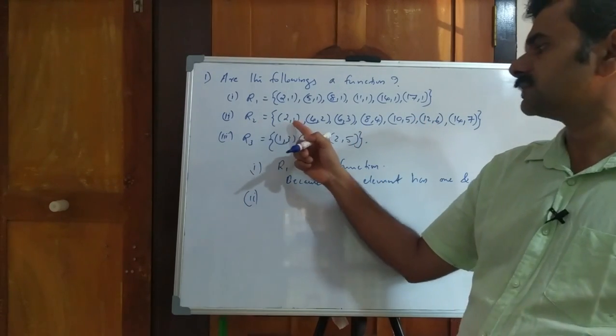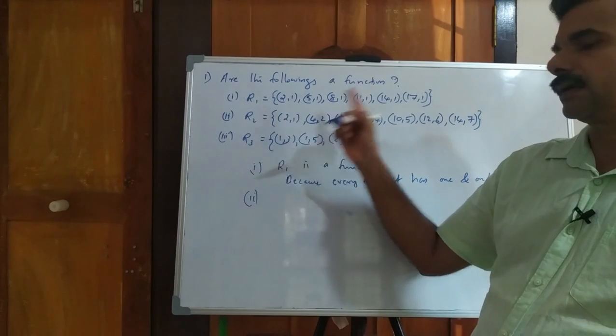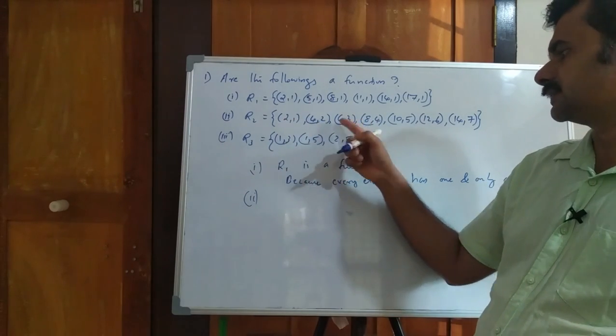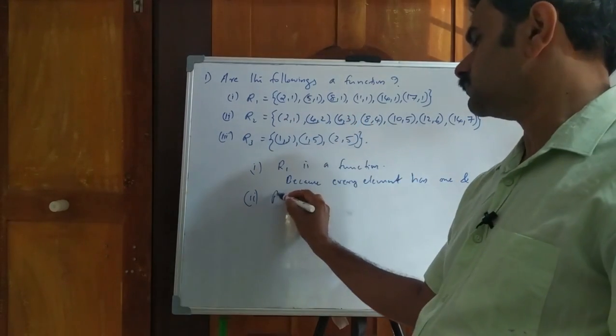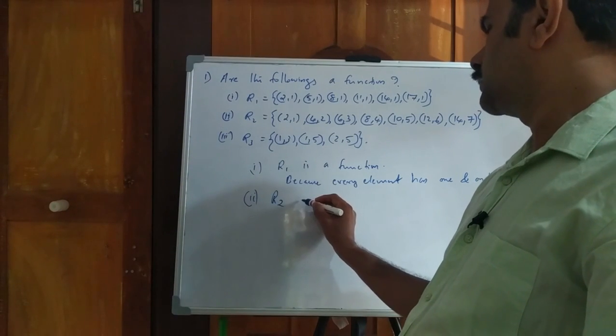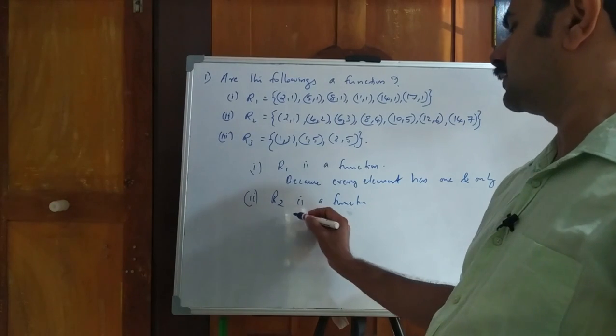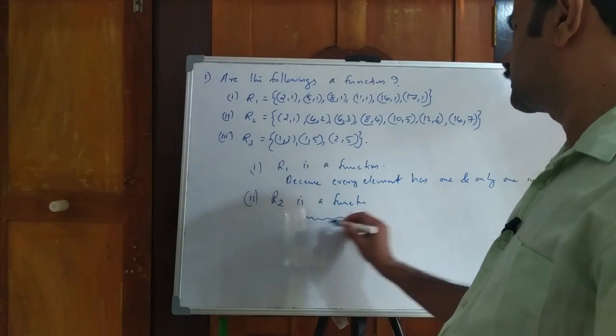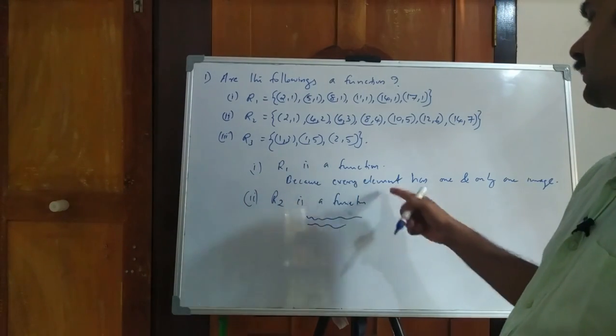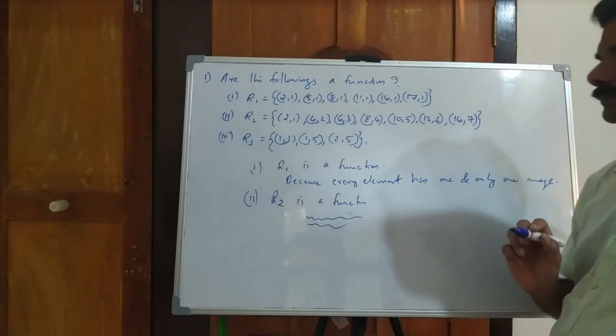Similarly, R2 is also a function. The image of 2 is 1, of 4 is 2, of 6 is 3. So R2 is also a function. Because what? Same reason. Because every element has one and only one image.